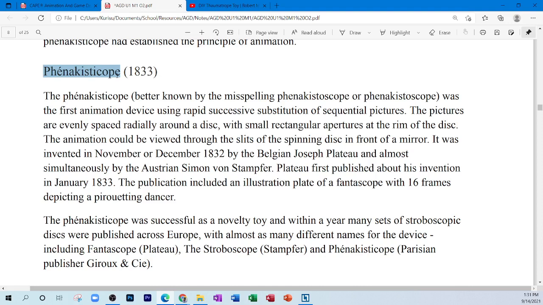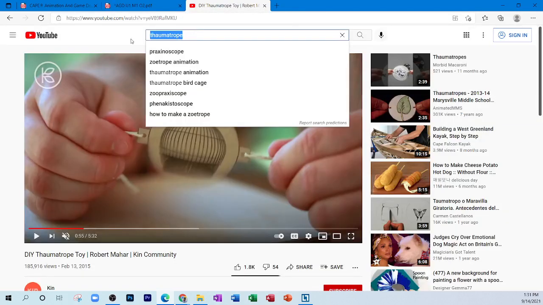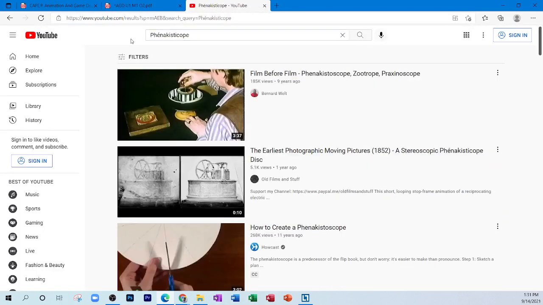The Phanasticoscope. It was successful as a novelty toy, and within a year, many sets of stroboscopic discs were published across Europe, with almost as many different names for the device, including Phantascope, Plateau, the stroboscope, Stampfer, and Phanasticoscope. Parisian publisher Giroux and Co. Very good. So let's look at an example.